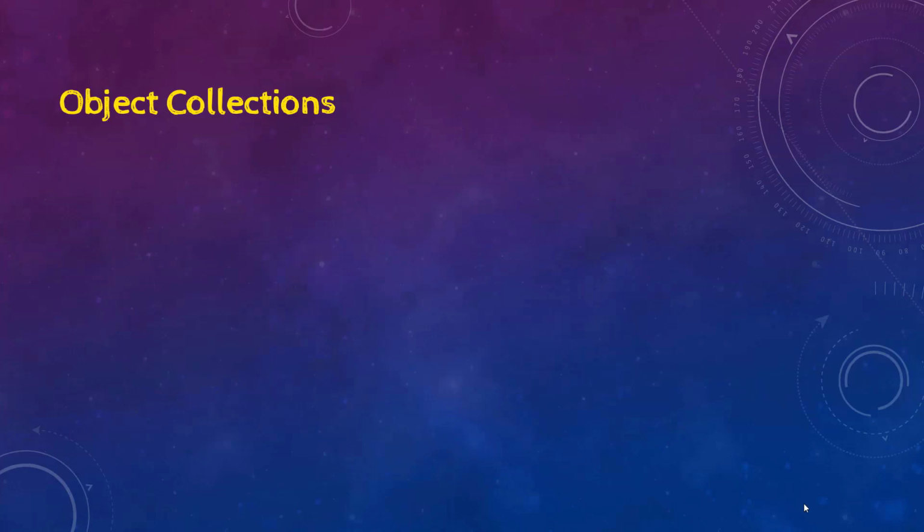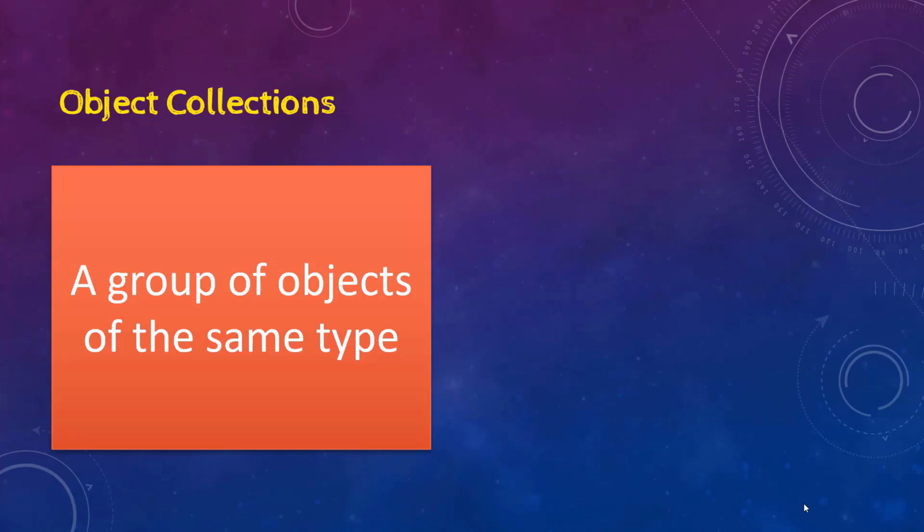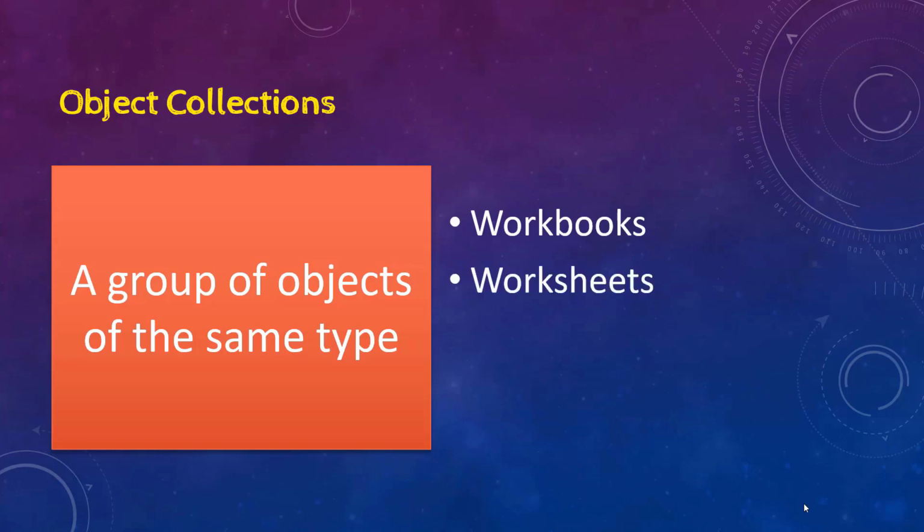Collections are another key concept in VBA programming. A collection is a group of objects of the same type, and to add to the confusion, a collection is itself an object. Here are a few examples of commonly used collections. Workbooks, which is a collection of all currently open workbook objects. Worksheets, a collection of all worksheet objects contained in a particular workbook object. Charts, a collection of all chart objects, chart sheets, contained in a particular workbook object. Sheets, a collection of all sheets, regardless of their type, contained in a particular workbook object.